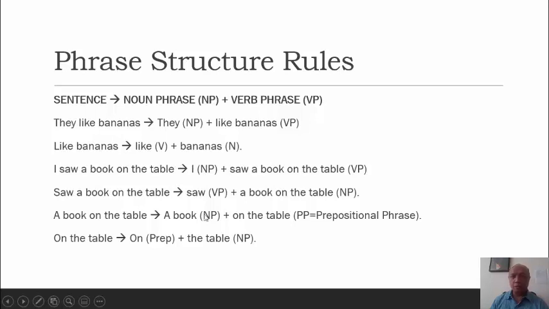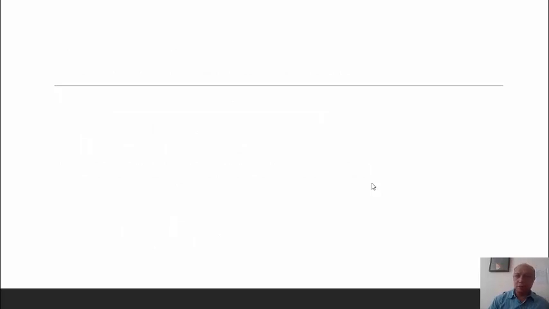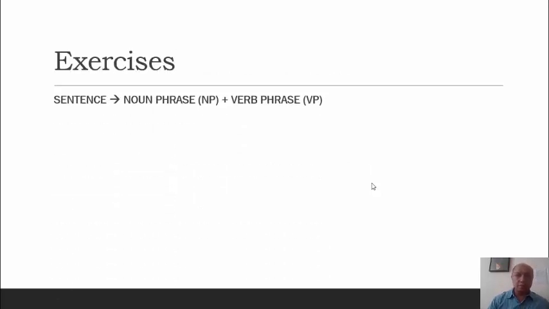Okay, so that's how you do a PS rules analysis. You start from a sentence, you break it down into noun phrase and verb phrase, and then if you still have a long phrase like this, you break it down further. You analyze it further into its elements or constituents. Okay, now let's go to the exercise. Again, let me remind you that the basic rule is noun phrase or NP plus verb phrase or VP. Now, how would you analyze this sentence? The bright students created a device.